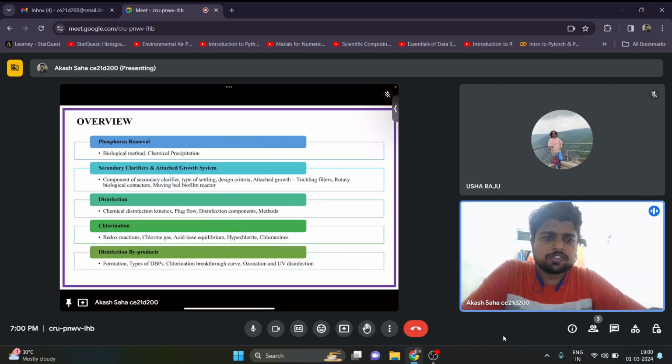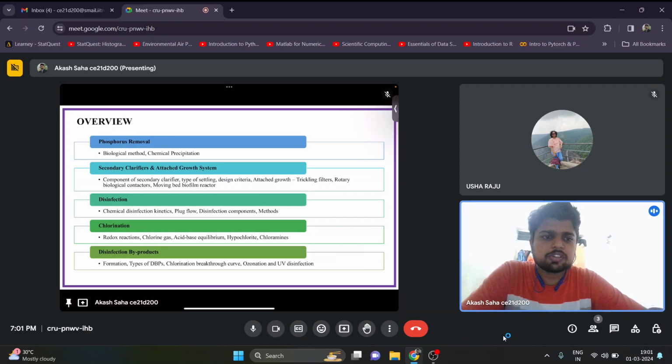So, if you see this week's content, it comprises phosphorus removal, where we looked into how phosphorus is removed biologically from the system, and also the chemical precipitation method. Then we learned about the secondary clarifiers and a few points about the attached growth system. In the secondary clarifier, we saw its components, the types of settling, and the design criteria. For attached growth processes, we looked into the trickling filters, the rotary biological contactors, and the moving bed biofilm reactor. Then we moved largely into disinfection, where we saw the various chemical kinetics of disinfection and how it works in a plug-flow reactor, and the various components and methods.